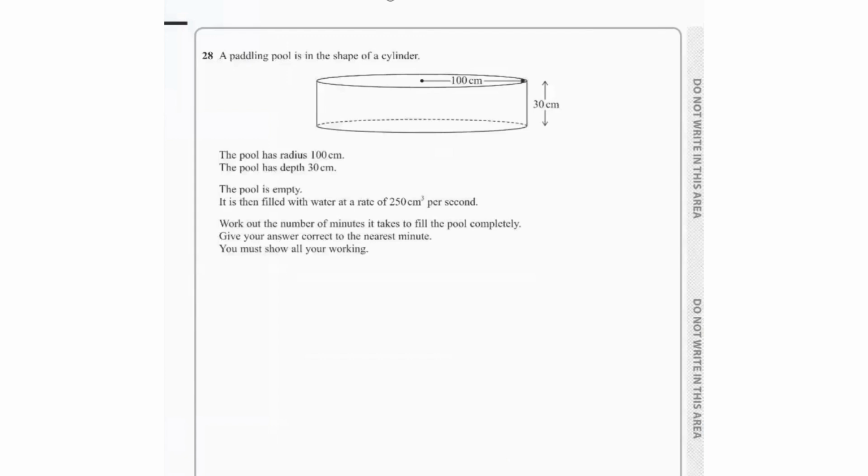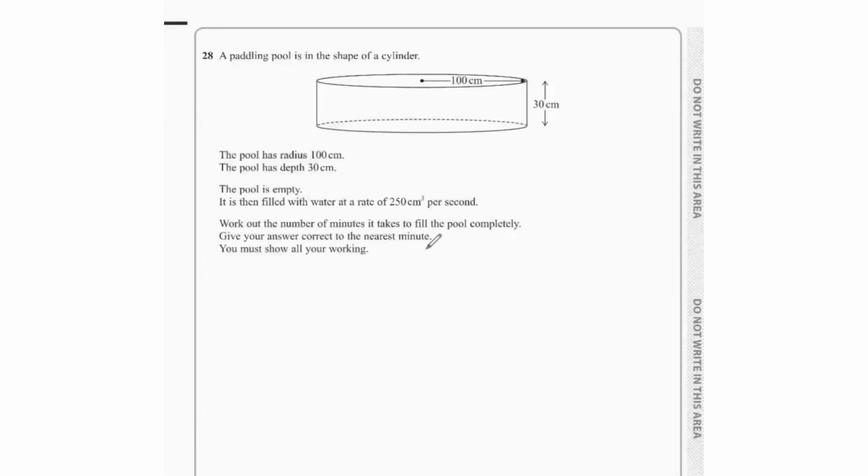Question 28 says a paddling pool is in the shape of a cylinder. The pool has a radius of 100 centimeters. It has a depth of 30 centimeters. The pool is empty. It is then filled with water at a rate of 250 centimeter cube per second. Work out the number of minutes it takes to fill the pool completely, giving your answer correct to the nearest minute.